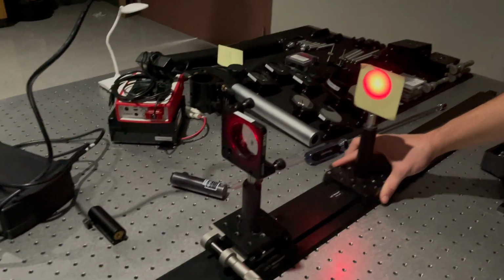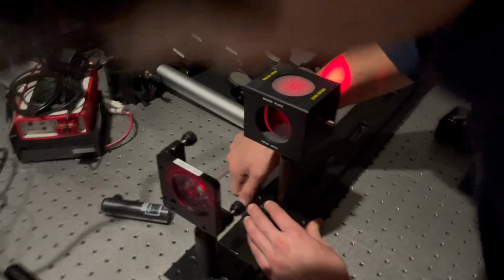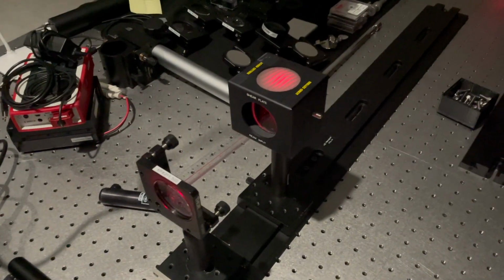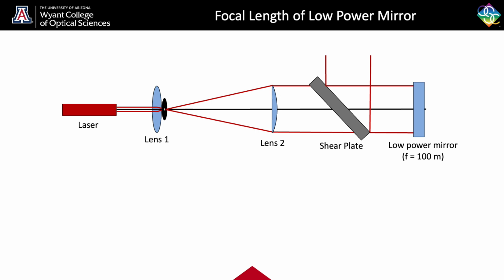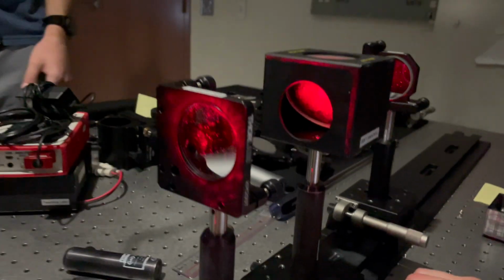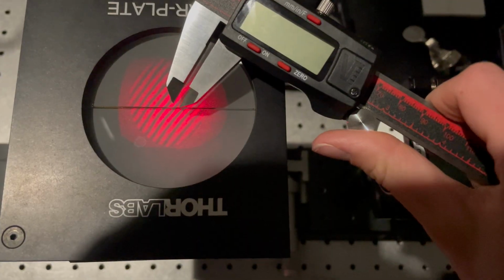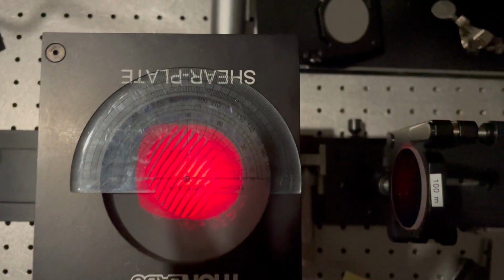As done in previous labs, we can check the collimation of the expanded beam using a shear plate interferometer. Our first test will be experimentally verifying the focal length of a low-power mirror. We rotated the shear plate 180 degrees so it passes the expanded beam. We placed a low-power concave mirror after the shear plate to focus light down toward the shear plate. From the shear plate viewing screen, we can roughly measure the shear distance and fringe spacing with calipers and the angular deviation of the fringes with a protractor.